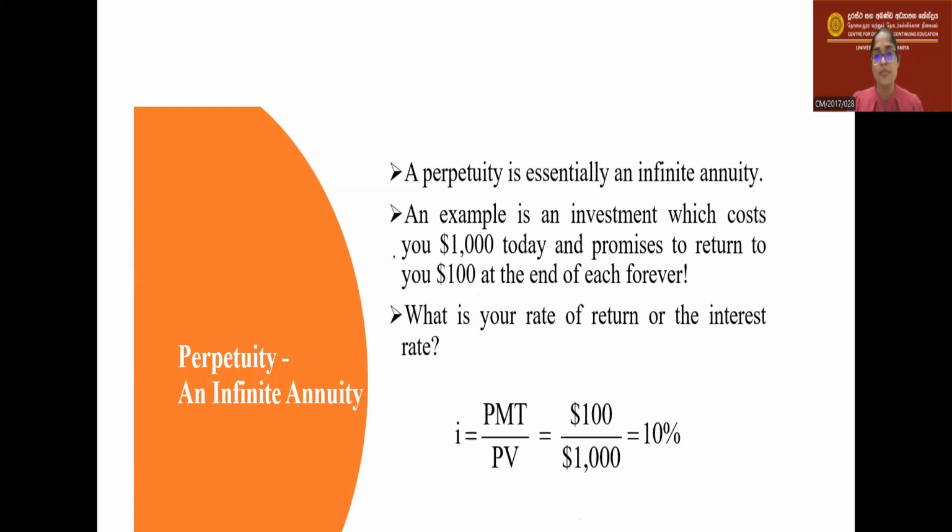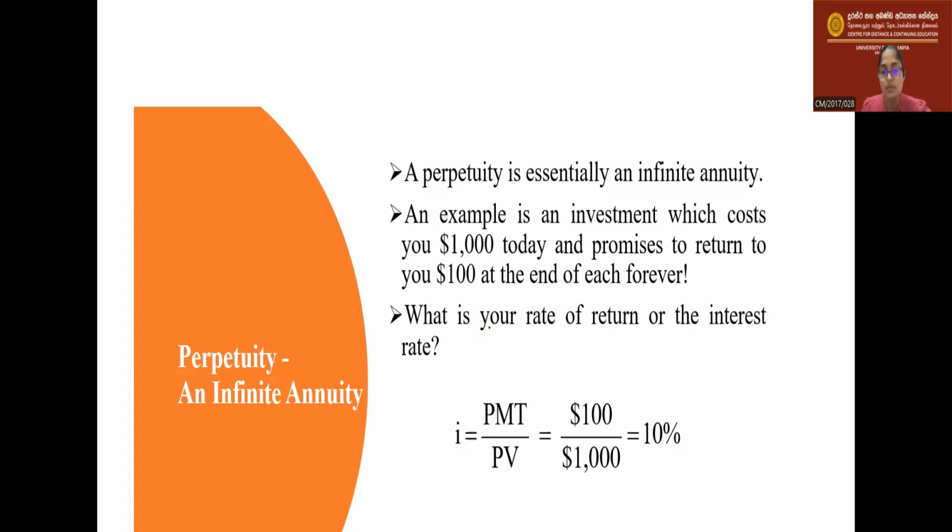Look at the example. An investment costs you 1,000 today and promises to return you $100 at the end of each year forever. Is there any particular time frame? No, there is no time frame. In that sense, what would be the equation then? You have to take the PMT, that means the cash flow, and divide it by the PV.